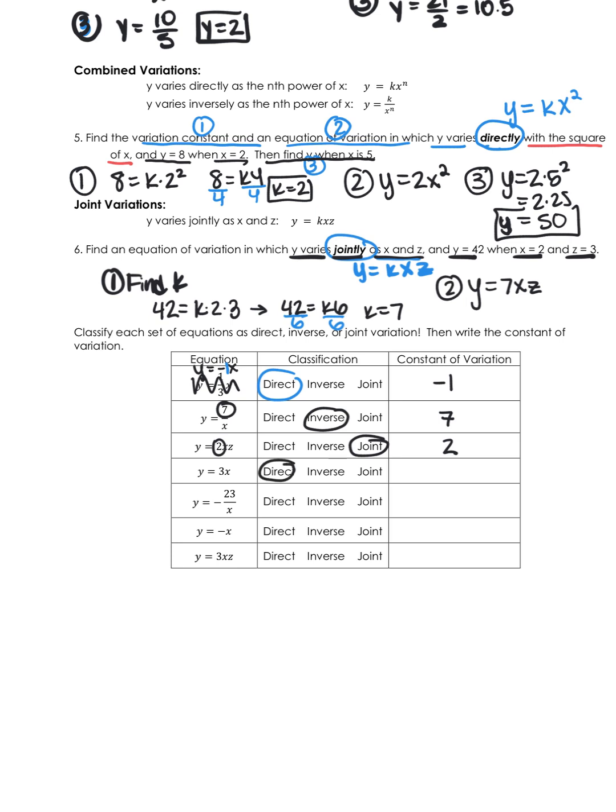This one is direct because it's multiplication. Constant of variation is 3. This one is inverse because it's division. And your constant of variation is negative 23 because there's a negative in the front. So you can put that negative up with the 23. This is the same thing as the first one. So ignore that. And then this one is also joint because there's x and z being multiplied together. Your constant of variation is 3. Any questions about any of those?